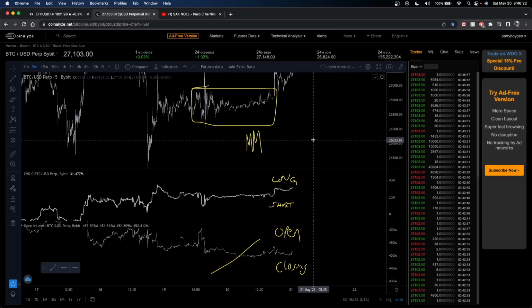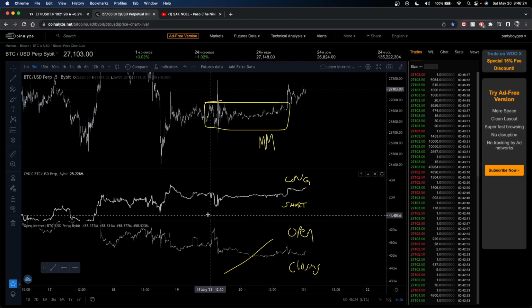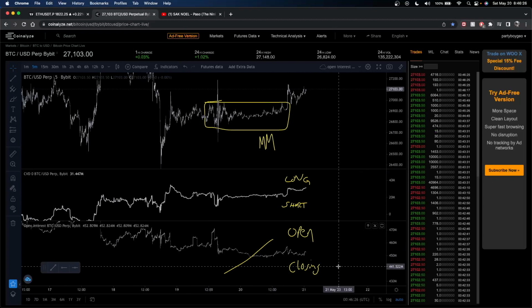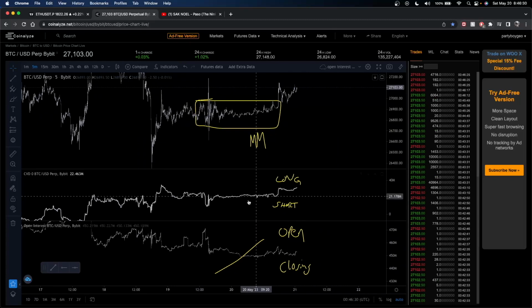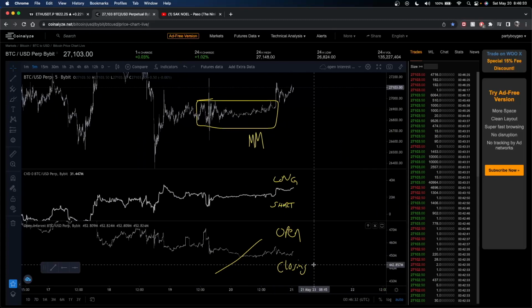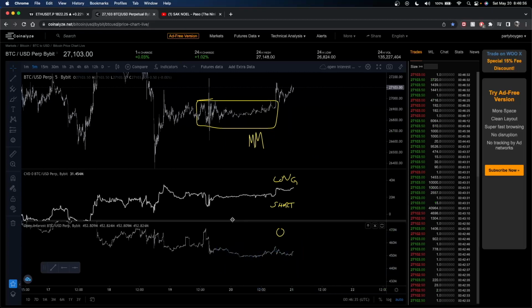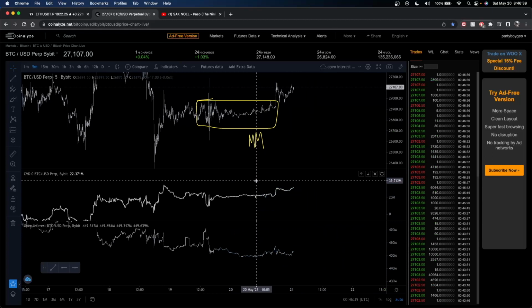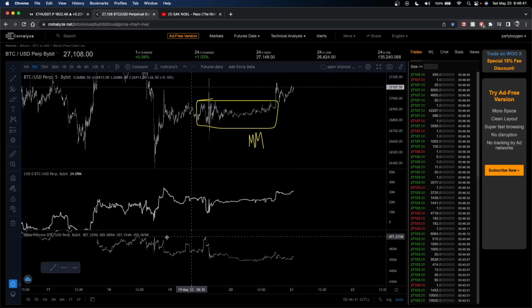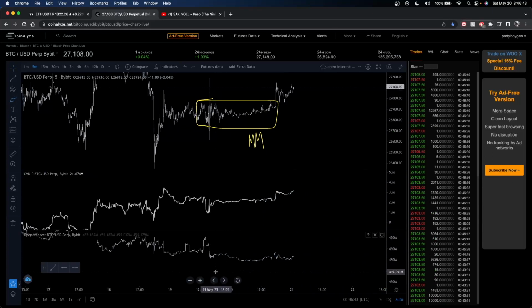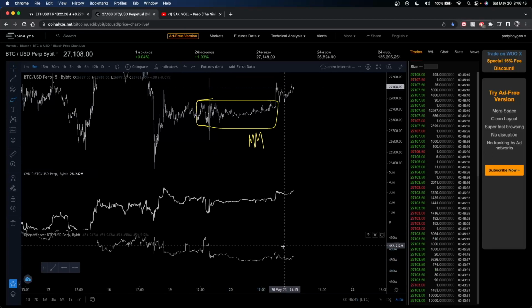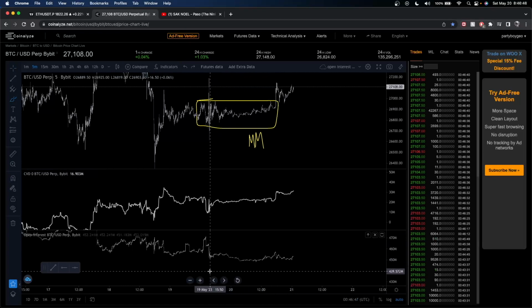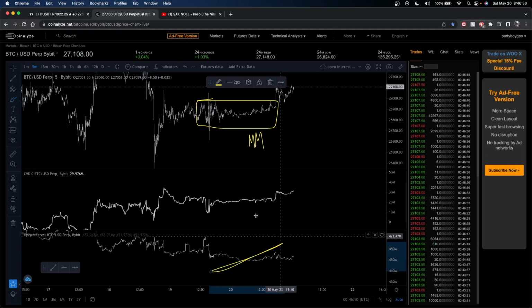Now, this is relative to our CVD and our open interest. When there's consolidation, you can have a general idea of what's going on, right? Let's take a look. I'm going to remove these words so you can see it nicely. Okay. Now remember, we're looking for this. We want open interest to increase over time. So let's just say it was like this right now.